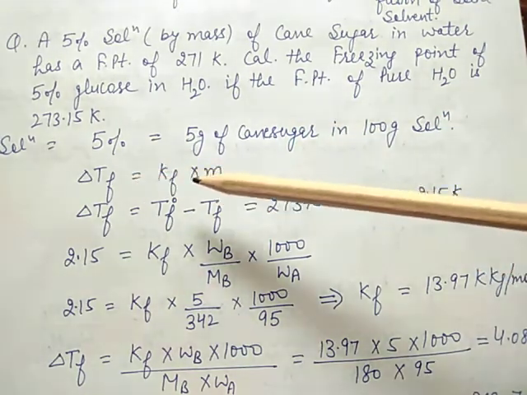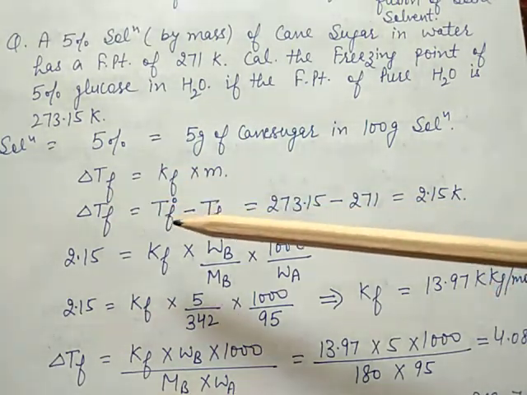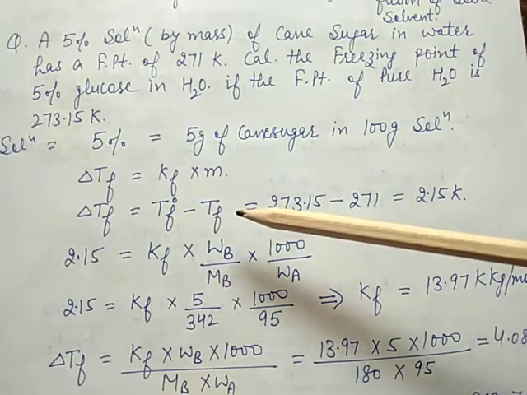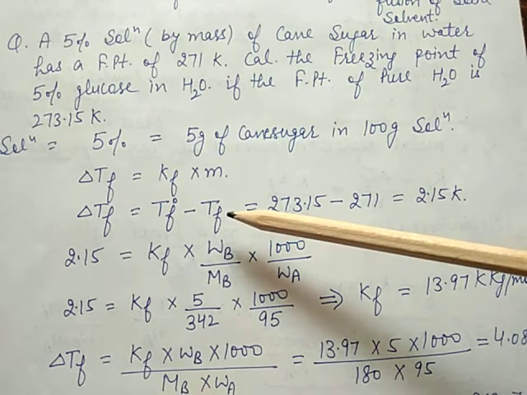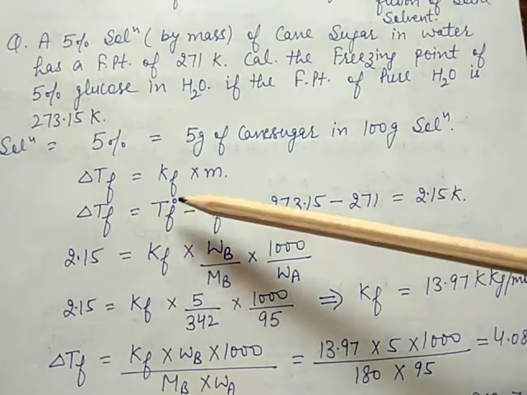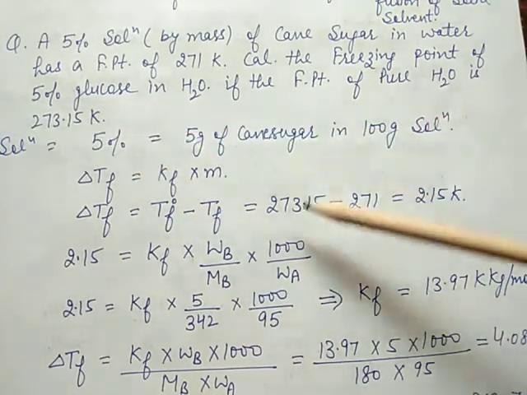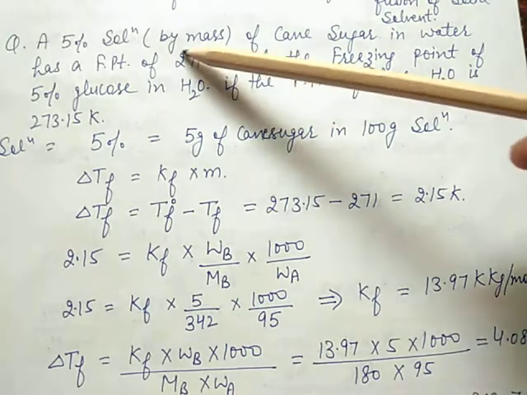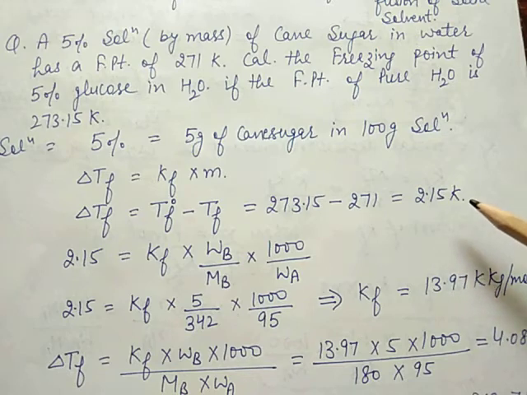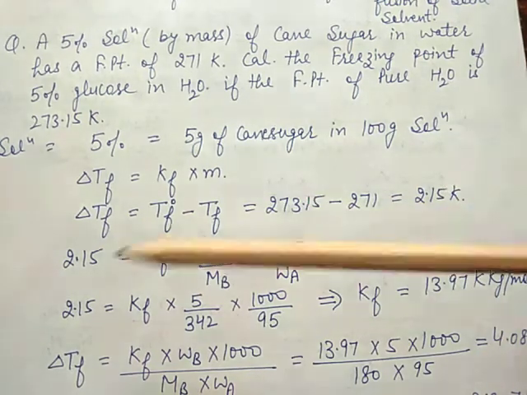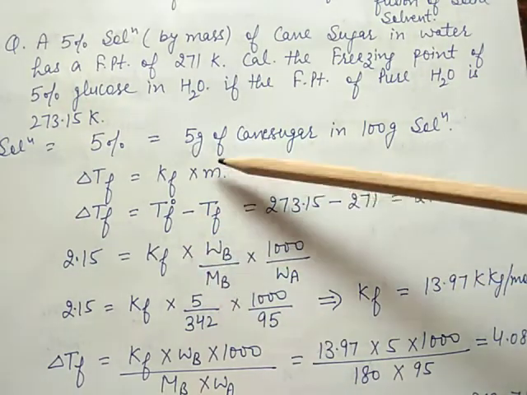Delta Tf is equal to Kf into m. Here first of all we calculate delta Tf. Delta Tf is equal to Tf naught minus Tf, the freezing point of pure solvent minus the freezing point of solution. Freezing point of pure solvent is given, 273.15, minus the freezing point of solution, 271, that is 2.15 Kelvin. Putting this value here, the Kf value we will calculate, into m.